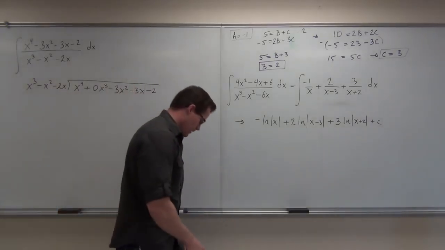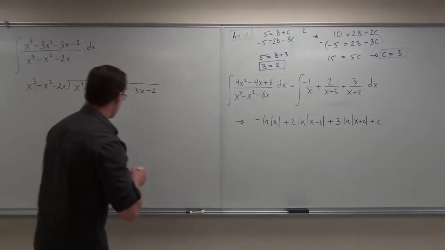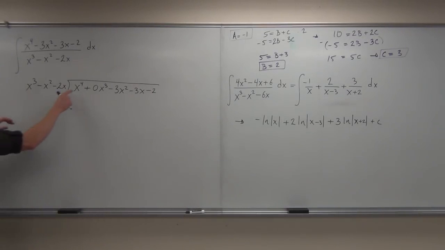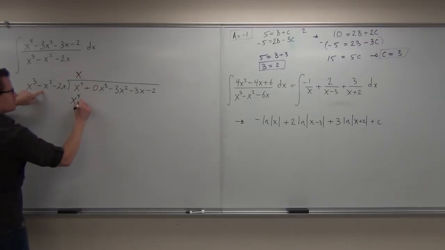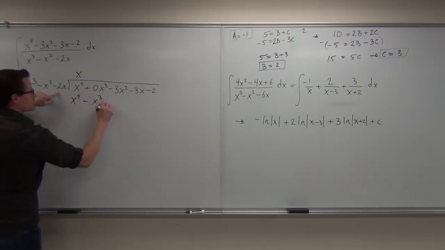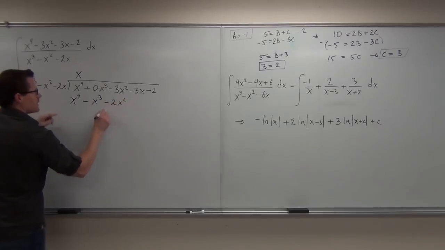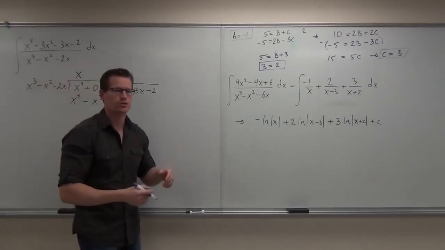Okay, let's continue. How we start this thing is basically just the first term divided by the first term. So what do I get when I divide x to the fourth by x to the third? X. And then we distribute. We get x to the fourth. Check this out. This is why we had to have a place value holder. We get minus x to the third, and we get minus 2x to the second. It's got to match up. If it doesn't match up, then you've made a mistake. You forgot a place value holder somewhere.